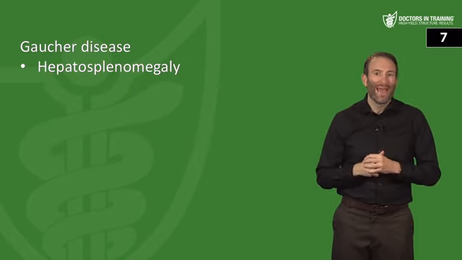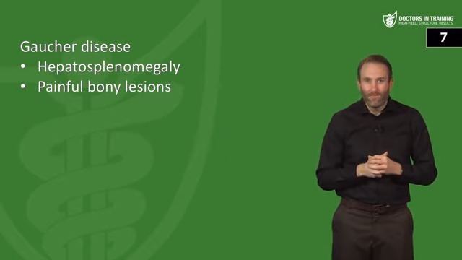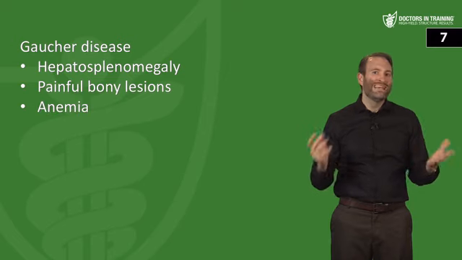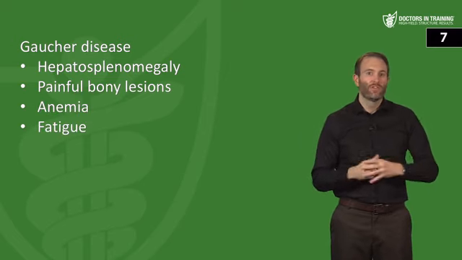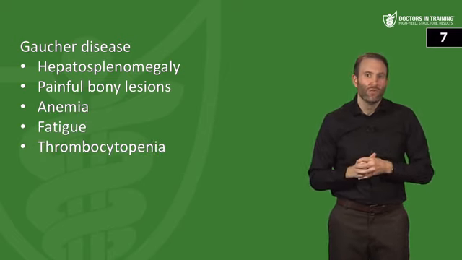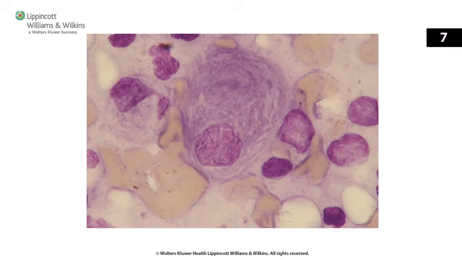Patients will develop hepatosplenomegaly. They're going to have painful bony lesions, anemia, and fatigue. They're also going to have thrombocytopenia. That's due to an enlarged spleen. Now, under the microscope, macrophages will have prominent blue cytoplasmic fibrils. Some have described these macrophages as looking like crumpled tissue paper.